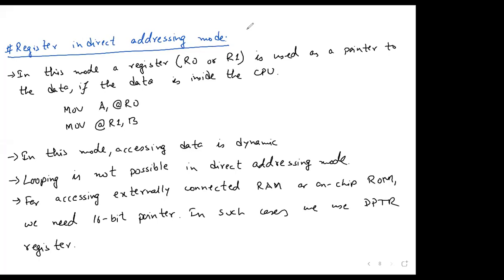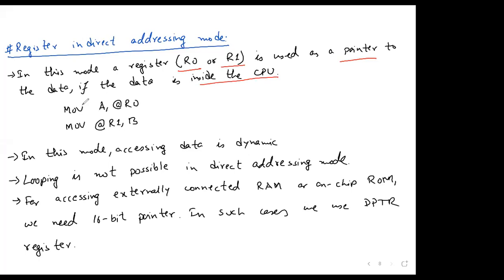Point to the address. Right. A pointer is something that always points to an address. In this mode, a register can be either R0 or R1. You cannot use any other register except R0 and R1 as a pointer. So you can use only these two registers as a pointer to point to the data which is stored inside the CPU. Look at the first one, which is written as MOV A, @R0.